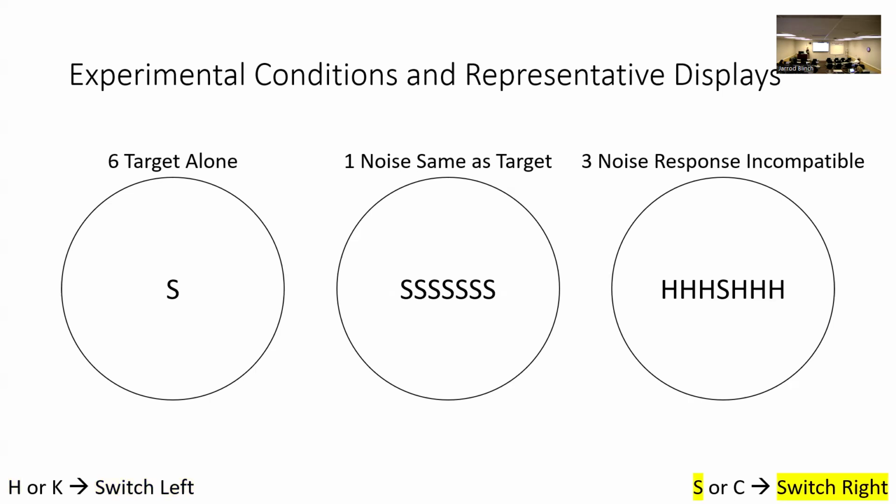There could also be these trials. This is where the target is S, so you should be making a right response. And I guess there'd also be trials involving K or C, but I'm kind of ignoring those now. So just the target, or the target seven times, or the target's flanked by letters that are suggesting the opposite response, when you really just want to do what the middle one tells.